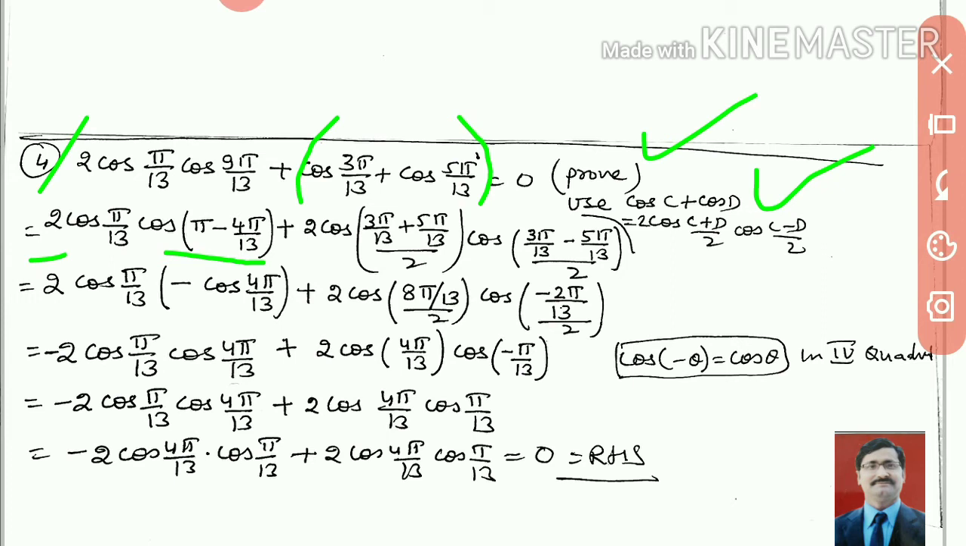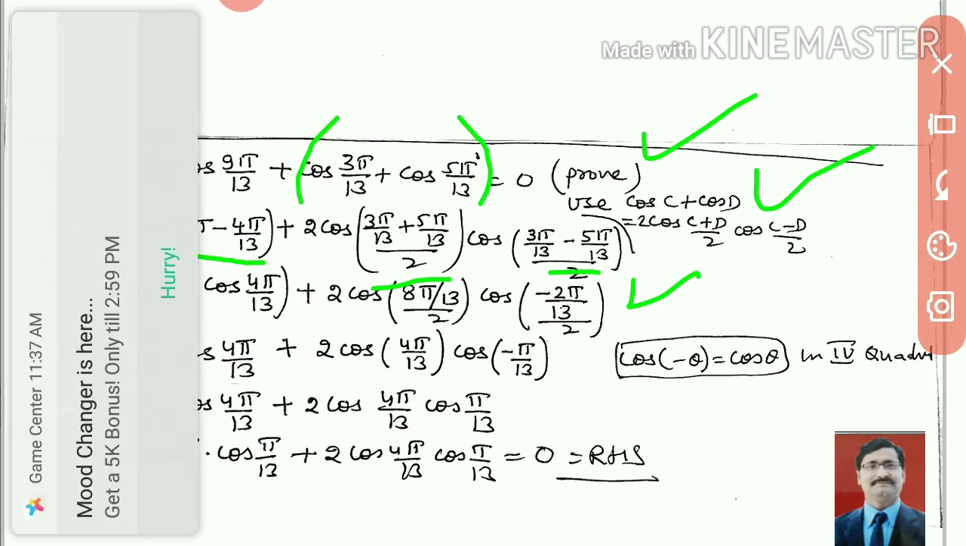And look here, in the second part we have (3π + 5π), which is 8π by 13, the whole upon 2, and here we have (3π − 5π), which means −2π by 13. So you will get this line: 2cos(π/13) [cos(4π/13) + 2cos(8π/13)] upon 2cos(−2π/13) upon 2.